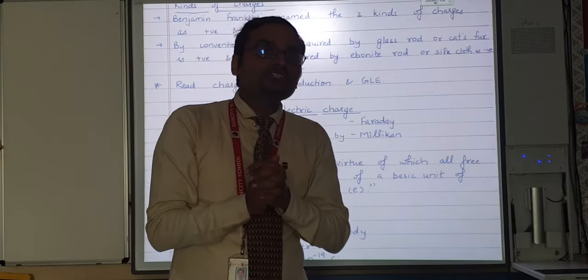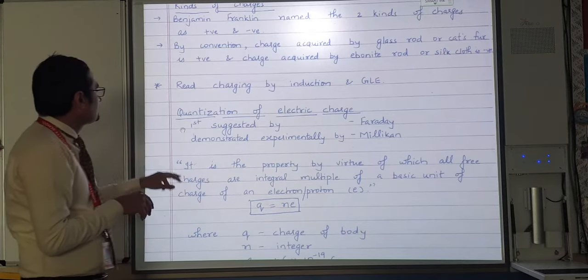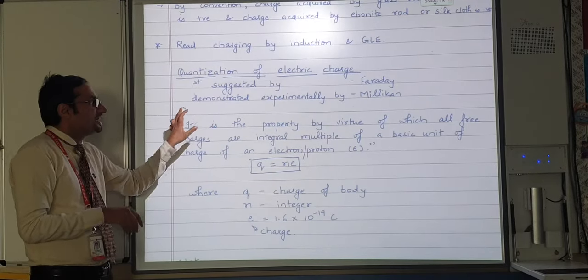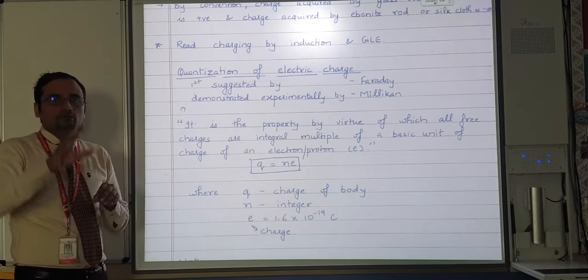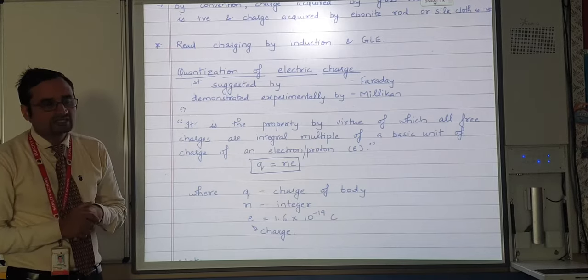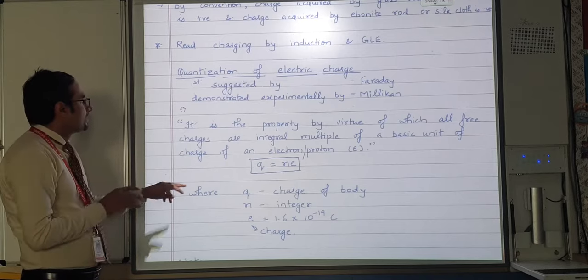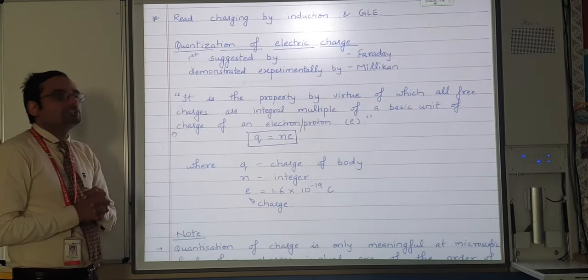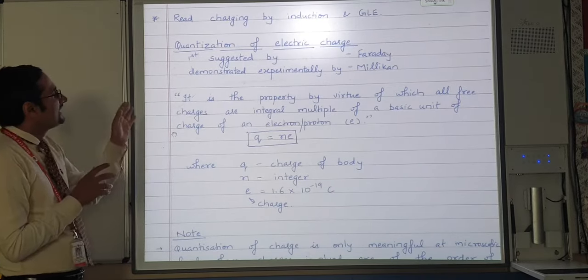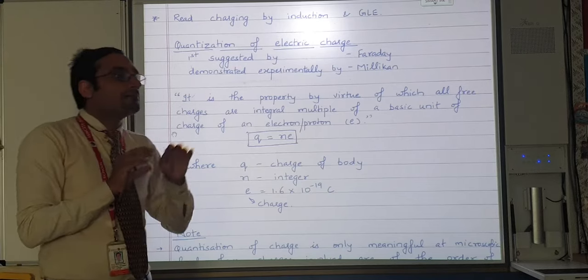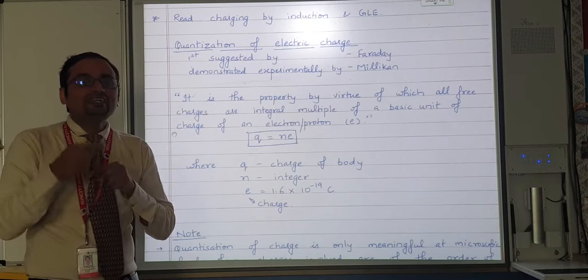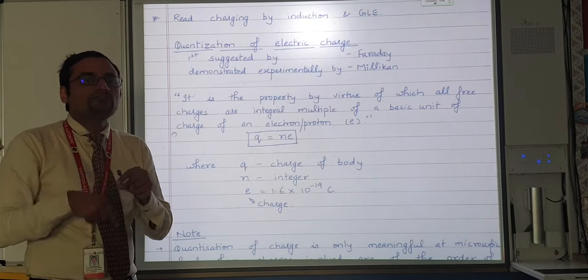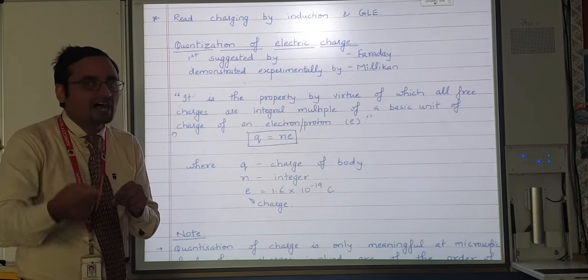Quantization of charge was first suggested by Faraday, and the experimental observation was done by Millikan, whose famous oil drop experiment you must have studied in chemistry. Now, what is quantization of charge? It is the property by virtue of which all free charges are an integral multiple of the basic unit of charge.